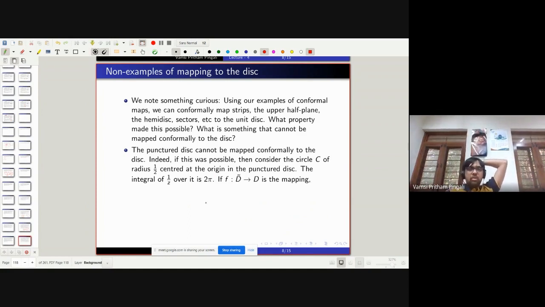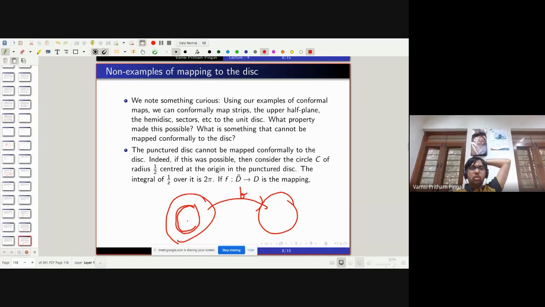So suppose, on the other hand, this could be mapped conformally to the unit disk, and f is the mapping. This circle will go to some other closed curve here, right?